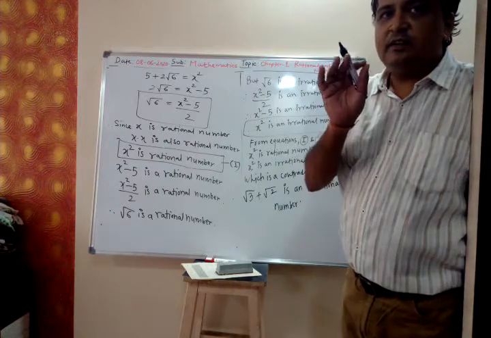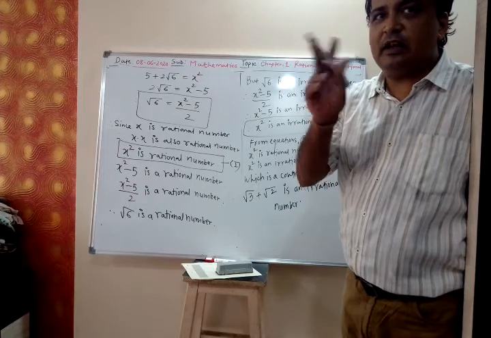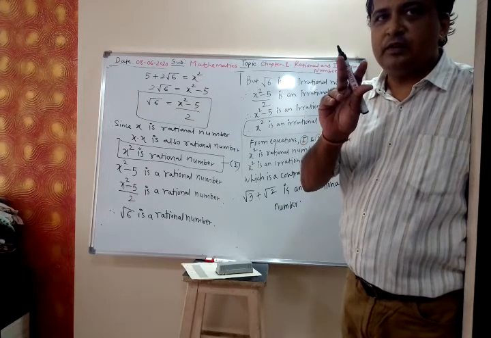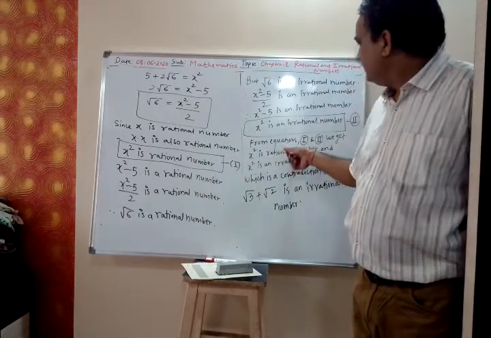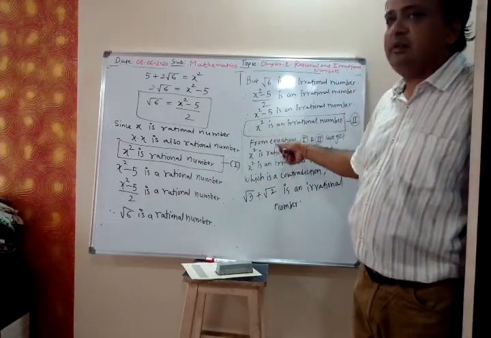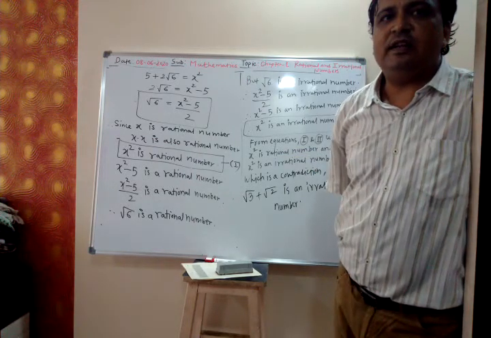Any number will be either a rational number or an irrational number. It cannot be both. So at the end we are getting x square as a rational number and x square as an irrational number, which is not possible. A number cannot be both rational as well as irrational.